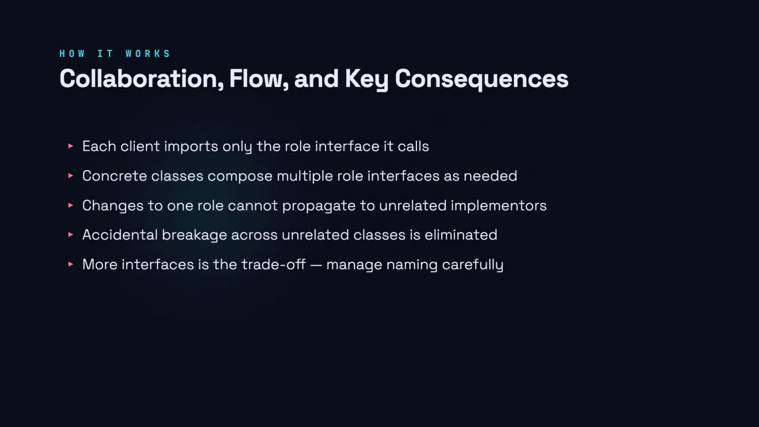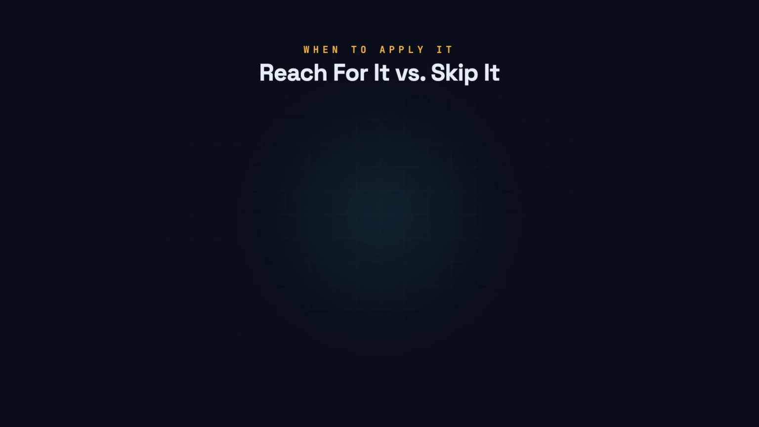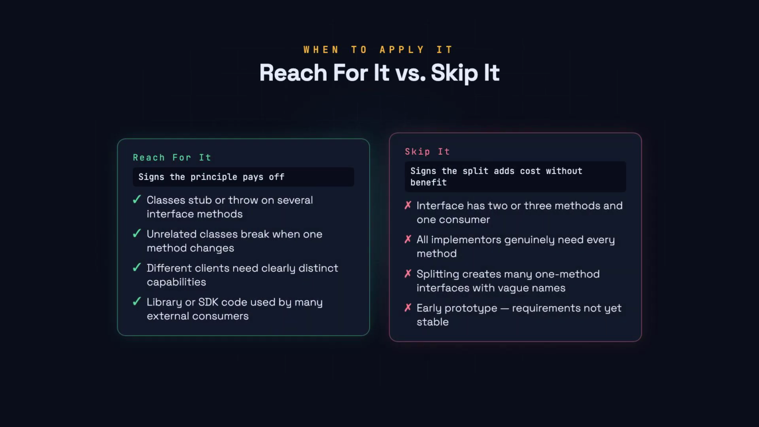Reach for this principle when you notice classes writing empty stubs or throwing not-implemented errors, or when a single interface change ripples through unrelated classes. That is a clear signal. The interface is serving too many masters. It is especially valuable in library code with diverse consumers. Skip it when an interface is already small and cohesive, or when every implementer genuinely uses every method. Splitting in that case just multiplies declarations without reducing coupling.